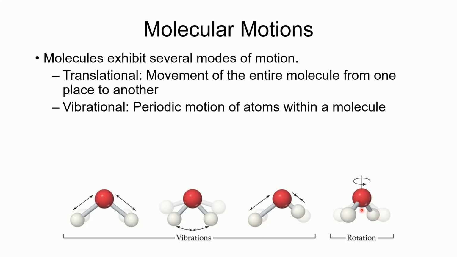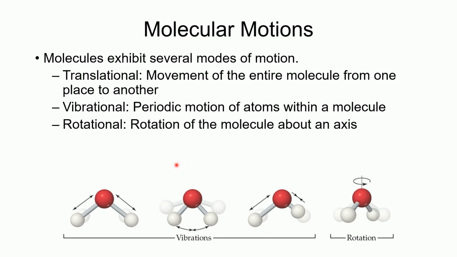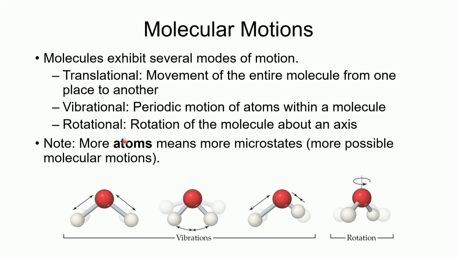We also have rotational energy, and so we could store energy in a molecule by having it rotate. So we'll find that those are different ways that we can have energy in a molecule. And so the more ways there are to put energy into the molecule, the more microstates we will have. We'll also see that more atoms will mean more microstates, so more possible modes of motion. Water is a pretty simple molecule. If we had more bonds, then we would have more microstates.